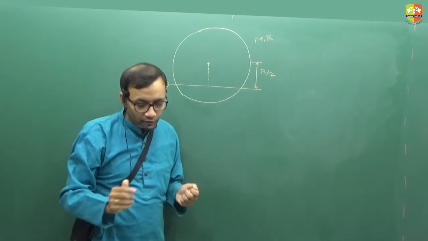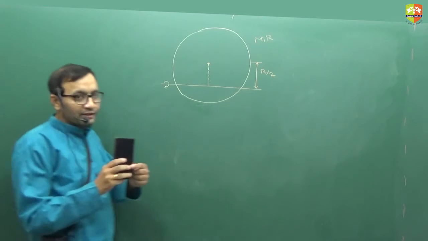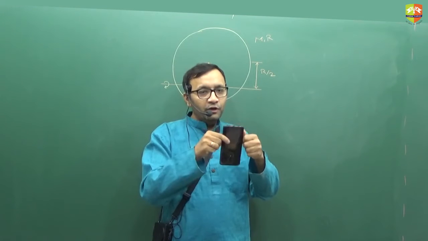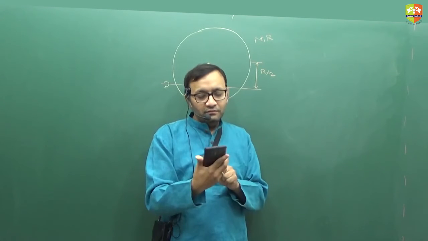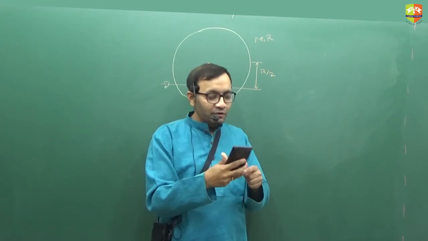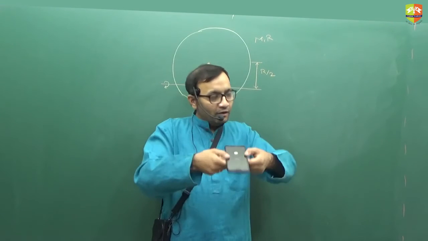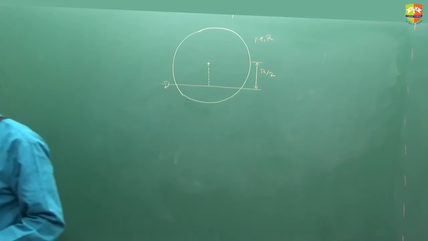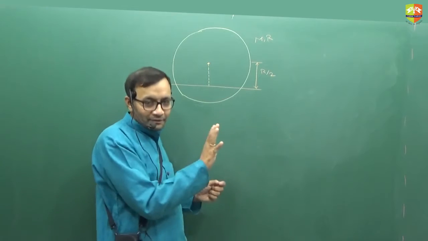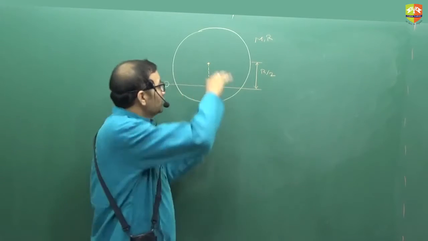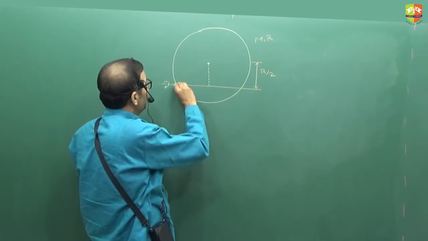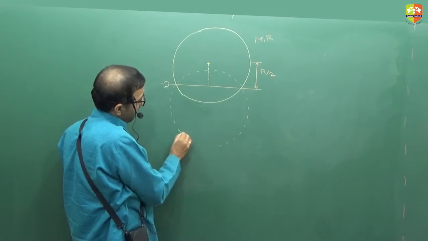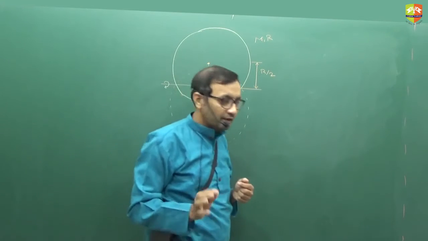Are you getting it? So it is like this. It's like a fan. Suppose this is a disc, it can rotate like this. Disc can rotate about the horizontal axis. Understood? So it can flip over like that. When it flips over, how does it look? It looks like this. Getting it?